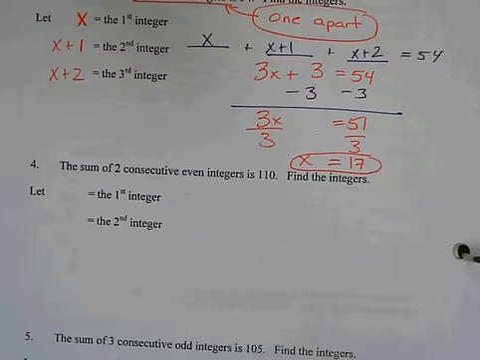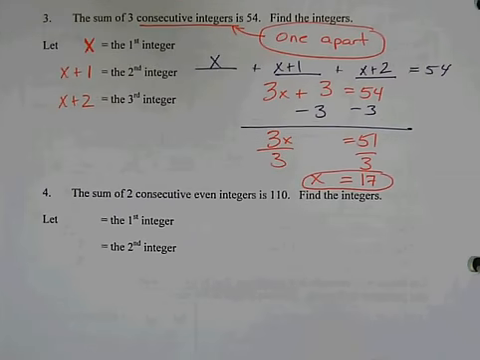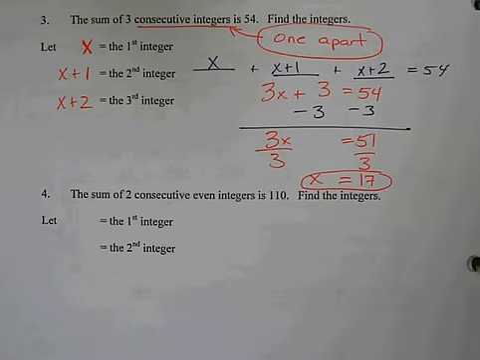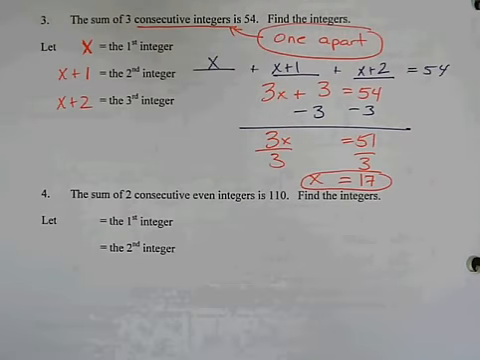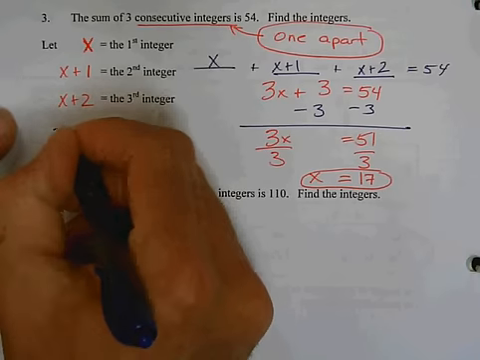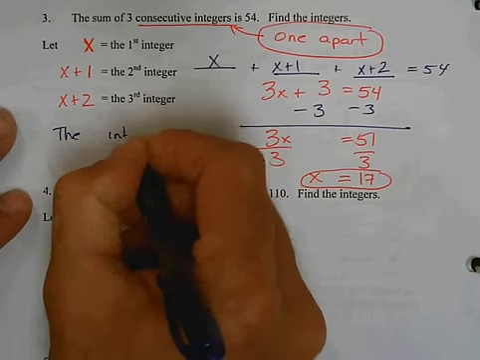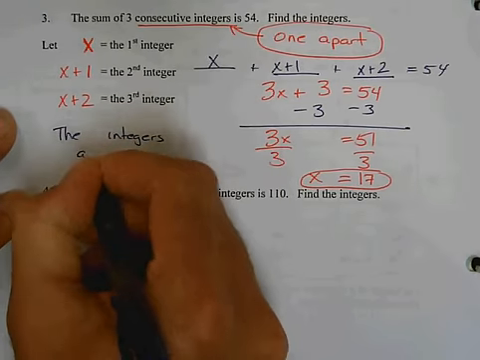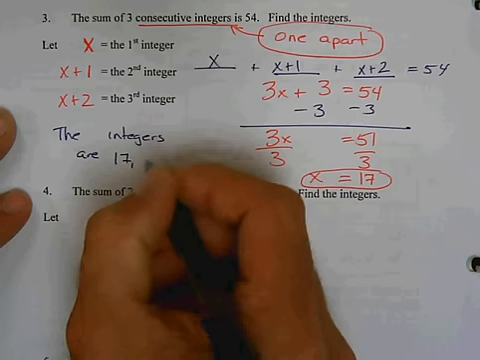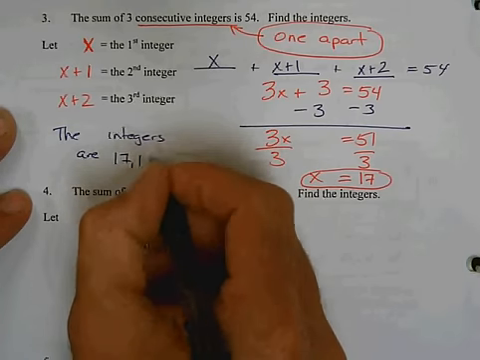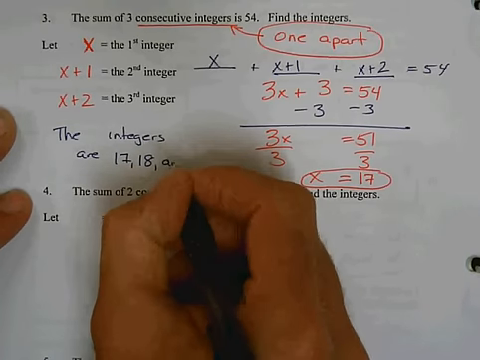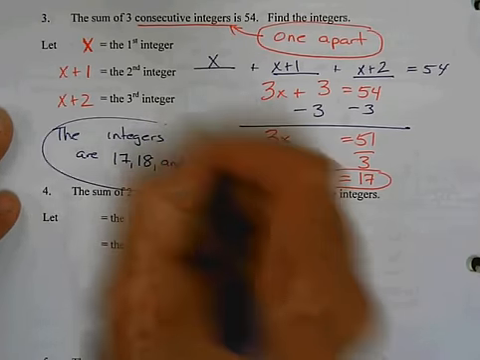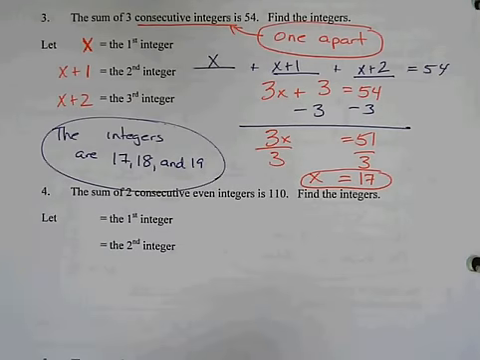Okay? All right, so our answer is 17. But what's the question? Go back to that idea. What is the question? Find the what? Integers. So we need to answer the question. The integers are 17. What's the next one? 18 and 19. So you've got to answer the question.